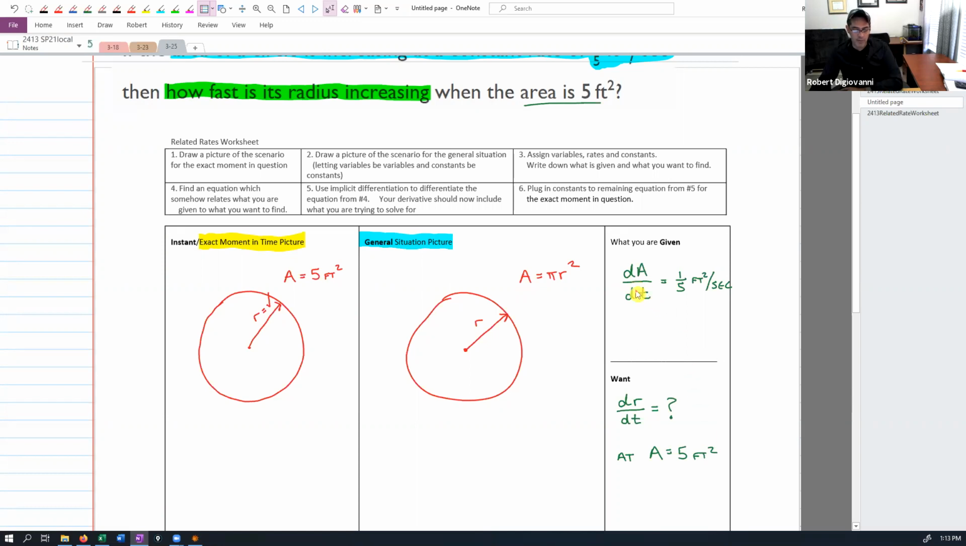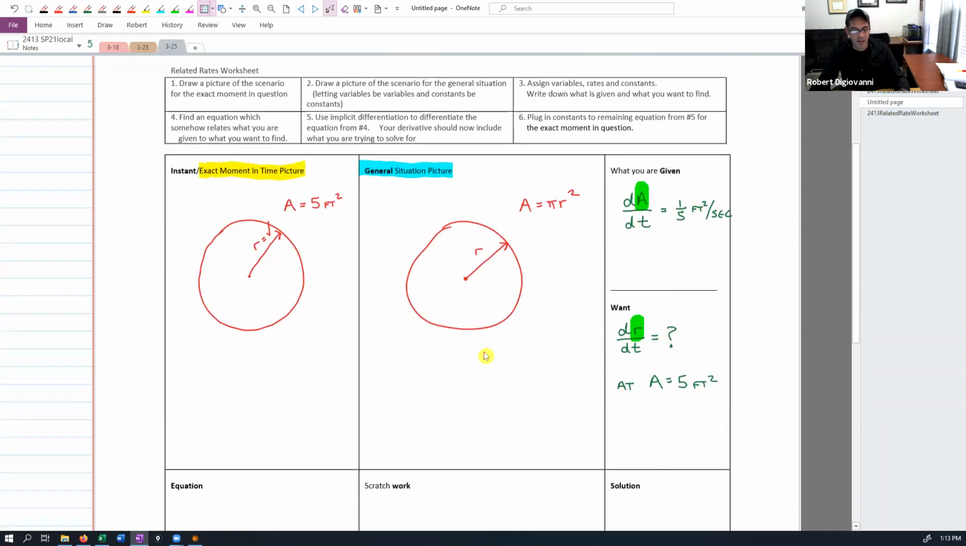This is what we're given. This is what we want, and this is the exact moment we want it. Now, what I told you last class is that at this point in time, what you want to do is find an equation. We want to find an equation that relates that variable to that variable. Any equation that you can come up with that still is consistent with the geometry of this problem, which is a circle, that would relate the area to the radius.